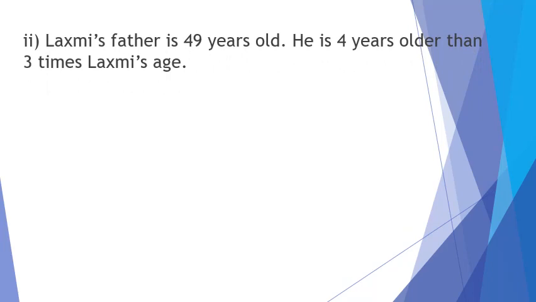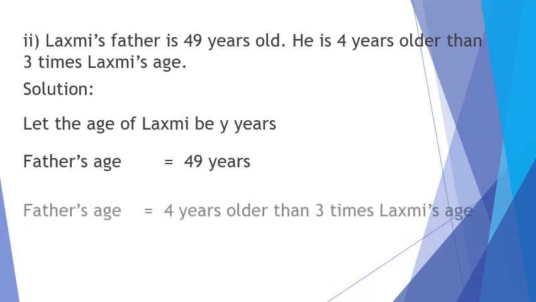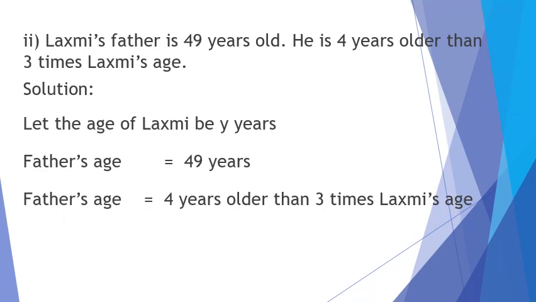Second, Lakshmi's father is 49 years old. He is 4 years older than 3 times Lakshmi's age. In the question it is given, take Lakshmi's age as y years. Also it is given father's age is 49 years. In the next sentence, father's age is compared with Lakshmi's age. That is father's age equal to 4 years older than 3 times Lakshmi's age.